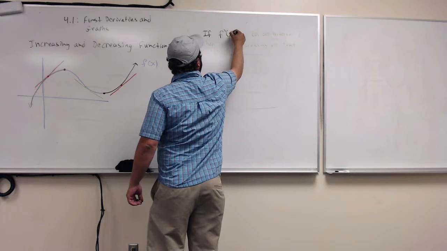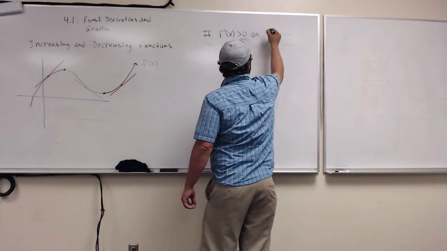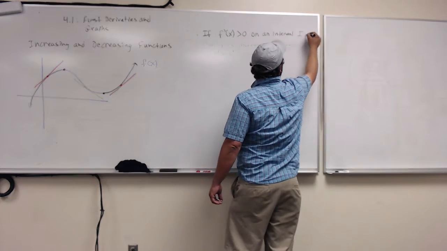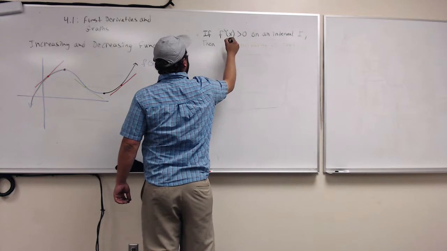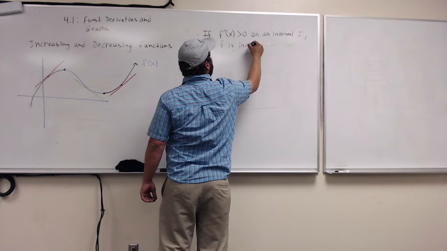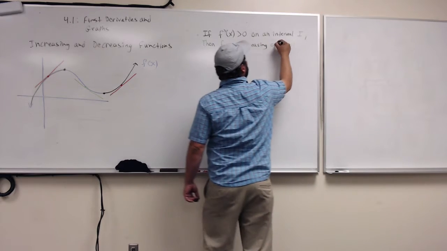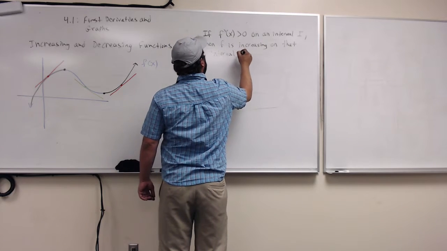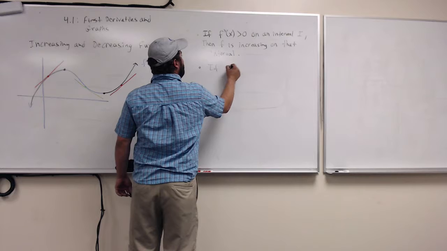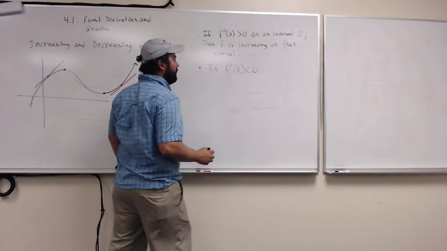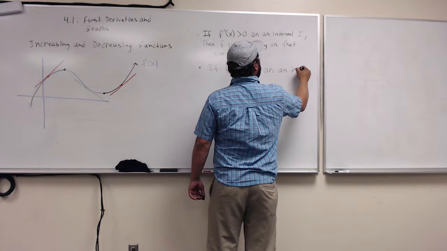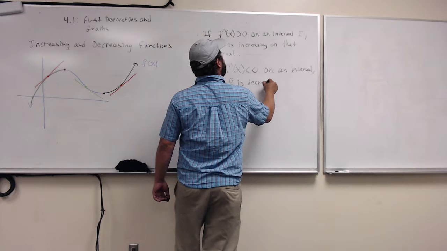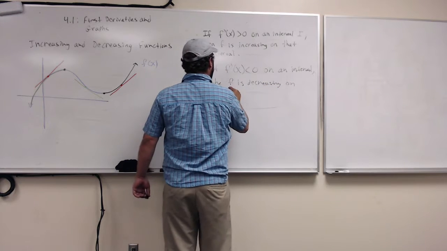So if the derivative f prime of x is greater than 0 on an interval I, then f is increasing on that interval. And then second, if f prime of x is less than 0 on an interval, then f is decreasing on that interval.